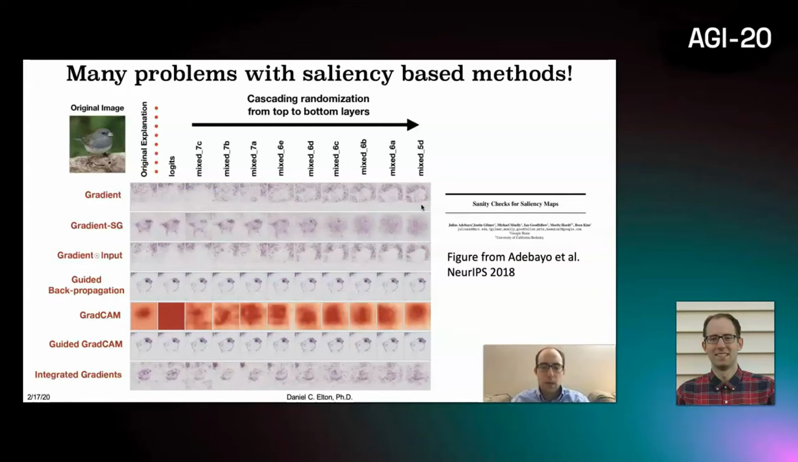So it seems like with some of these saliency methods, really what they're capturing is just what's going on in the very lowest layers, which is essentially edge detection.